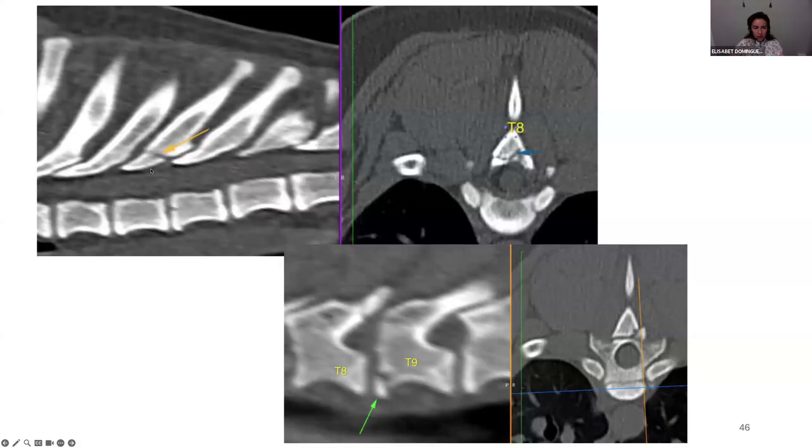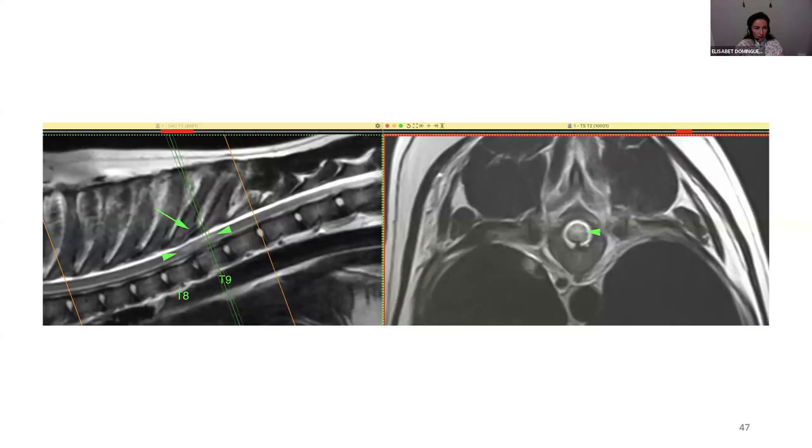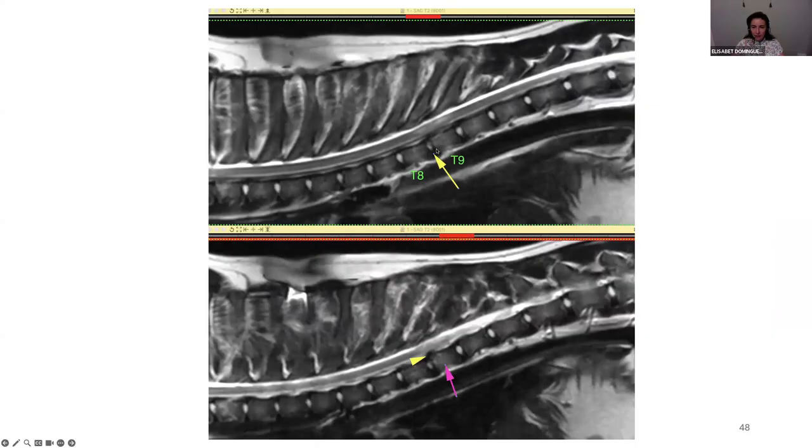We did the MRI because we see these fractures that don't look very unstable, but the dog was not doing very well. And in the MRI, we confirm the presence of the fracture in the spinous process, but we also see the presence of this intramedullary lesion between T8 and T9. And if we pay attention to the nucleus pulposus at this level, it is reduced in volume. We can also see that the vertebral body of T9 is foreshortened and a little bit increased in signal intensity, suggestive of a compression fracture.